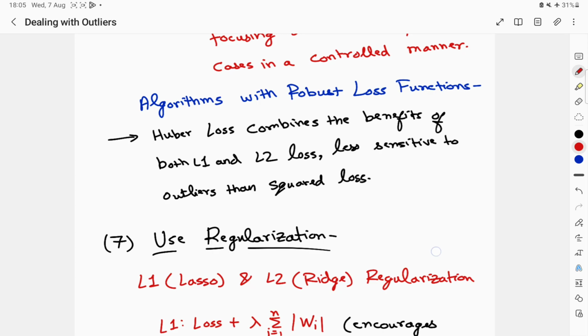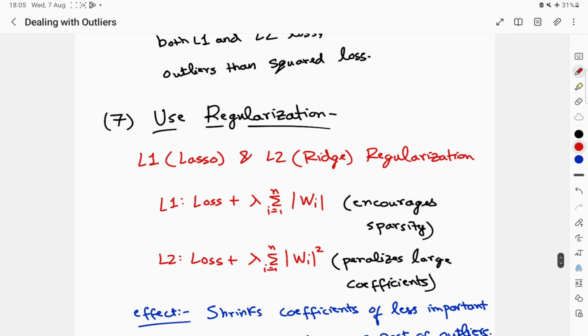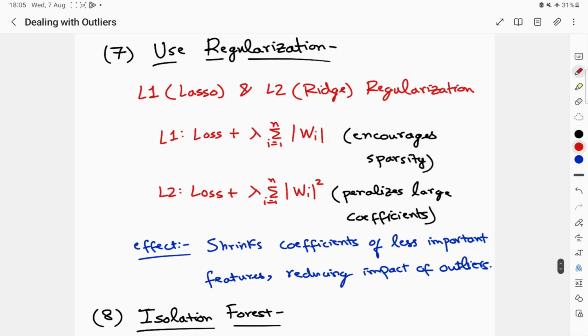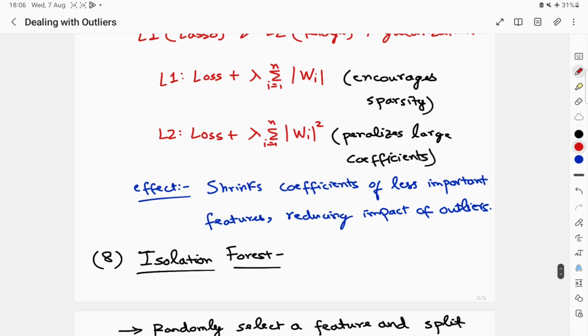The next thing that you can do is, of course, to use regularization. So you might be aware of L1 and L2, that is lasso and ridge regularization. And the idea is to add a penalty term to your loss function. In L1, you add the L1 norm of your weights along with a regularization coefficient called lambda, and it encourages sparsity in your data. In L2, you basically take the L2 norm and it penalizes the large coefficients. The effect that the regularization will have is that it will shrink the coefficients of less important features, and therefore it will reduce the impact of your outliers.